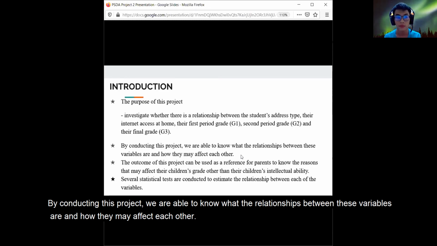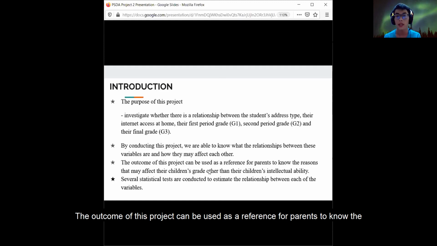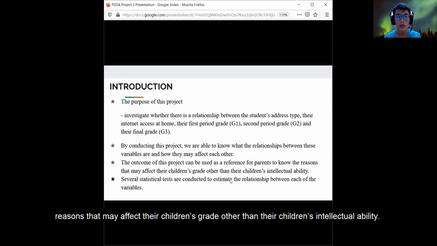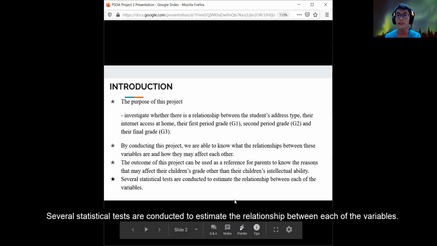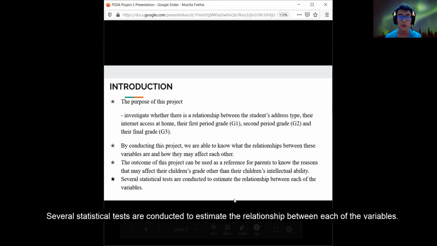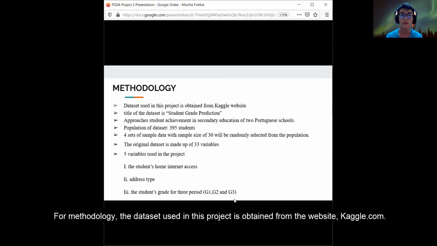affect each other. The outcome of this project can be used as a reference for parents to know the reasons that may affect the children's grade other than the children's intellectual ability. Several statistical tests are conducted to estimate the relationship between each of the variables.